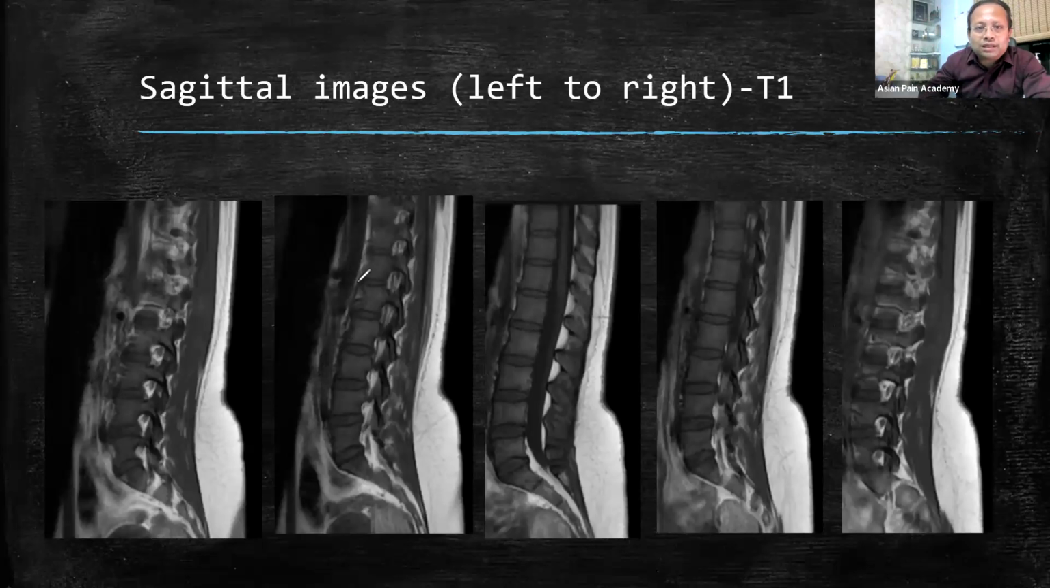You can see here there is a bony joint, a bony connection. From the posterior element, this is the posterior element and this is the anterior body, so both structures are connected. So you know that this sagittal section is going through the pedicle. That's why the bony connection is there.